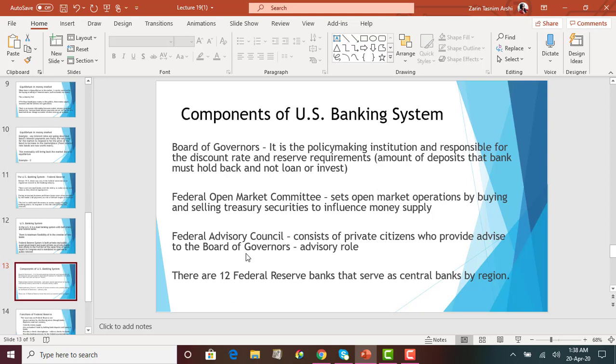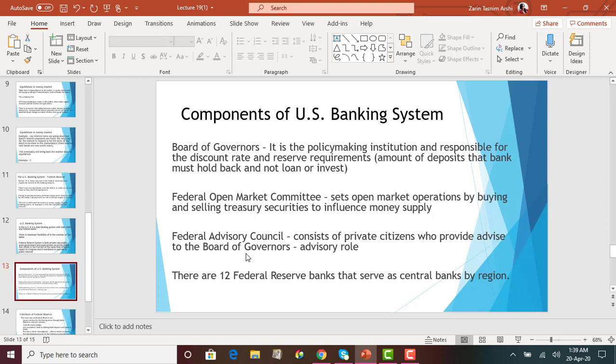Then there's another department called the Federal Open Market Committee. This is the one that carries out the buying and selling of bonds. What we just said, Fed buys bonds, Fed sells bonds to control the money supply, to control the interest rate. Just a little bit ago we talked about it. Fed sells bonds, that will cause the money supply to go down. Fed buys bonds, that will cause the money supply to go up and interest rate to decrease, and vice versa. So this buying and selling of bonds and treasury securities is performed by the Federal Open Market Committee, and that's done to influence the money supply.